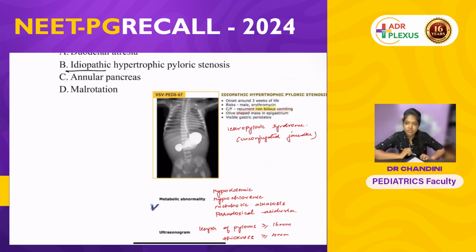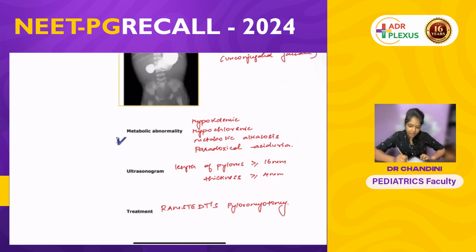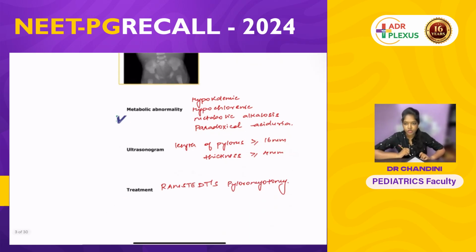With recurrent non-bilious vomiting, you will have visible gastric peristalsis and an olive-shaped mass in the epigastrium. A very important thing in IHPS is the metabolic abnormality: hypokalemia, hypochloremia, metabolic alkalosis with paradoxical aciduria. What is the ultrasound finding? Two things we have to see: length of the pylorus and thickness of the pylorus. Length will be more than or equal to 16 millimeter. Thickness will be more than or equal to 4 millimeter. And the treatment is Ramstedt's pyloromyotomy.